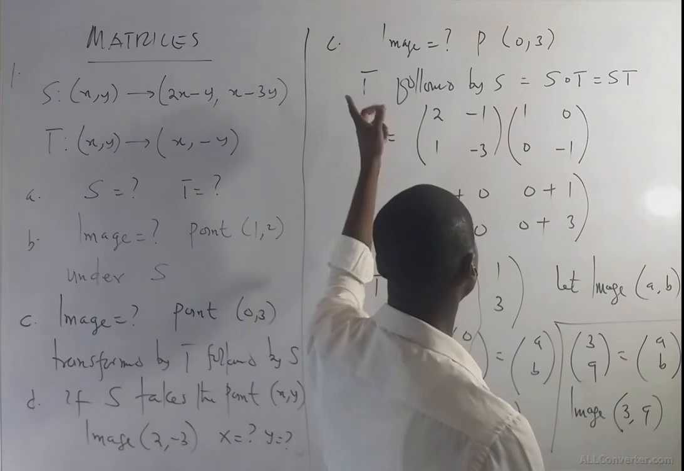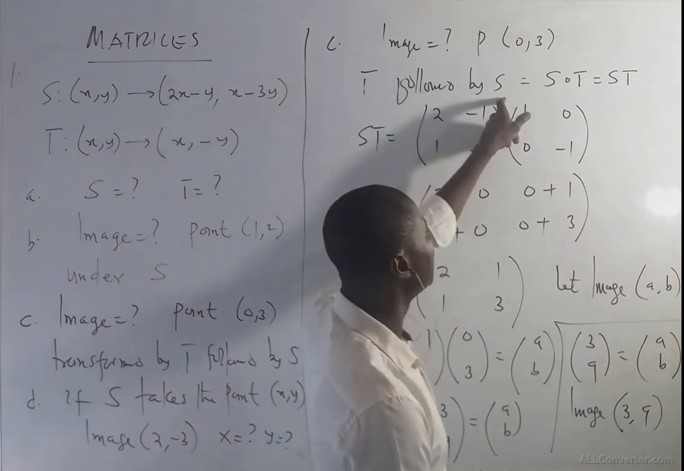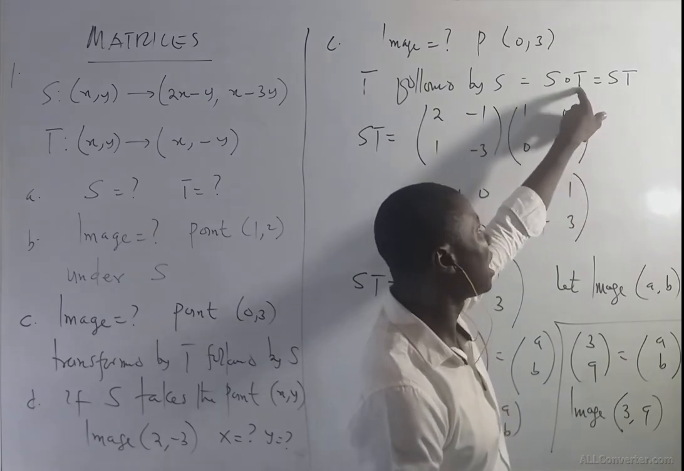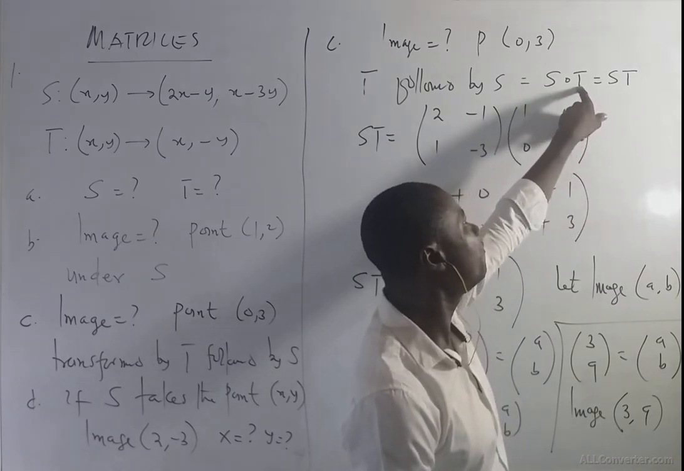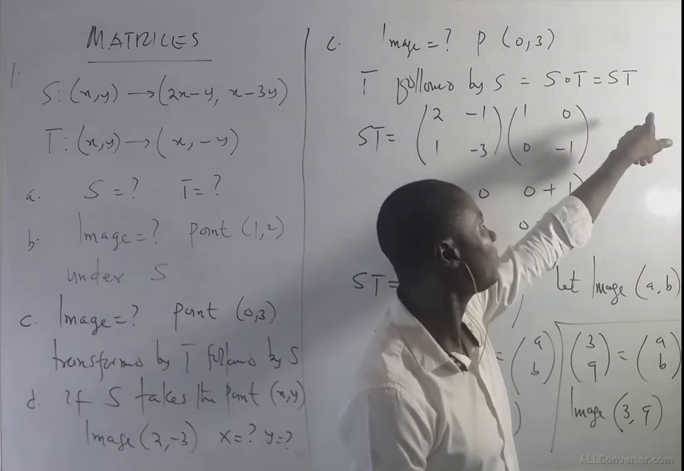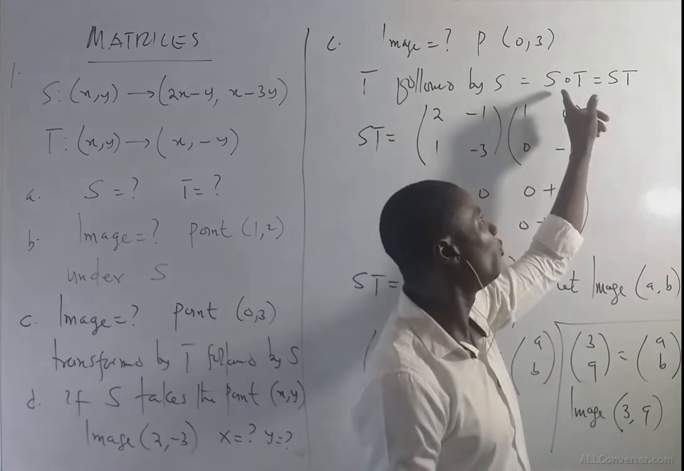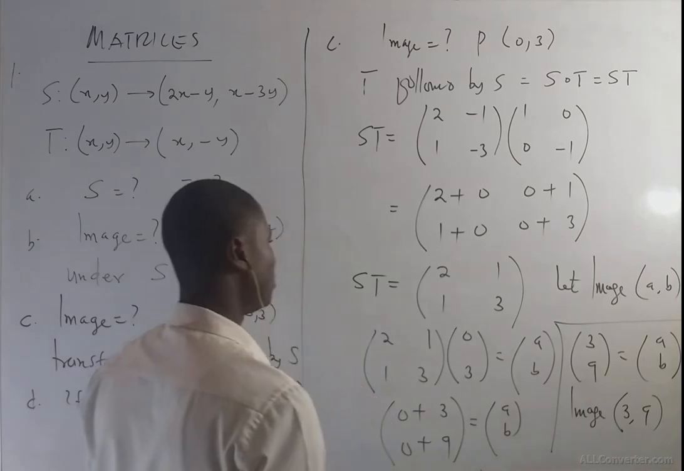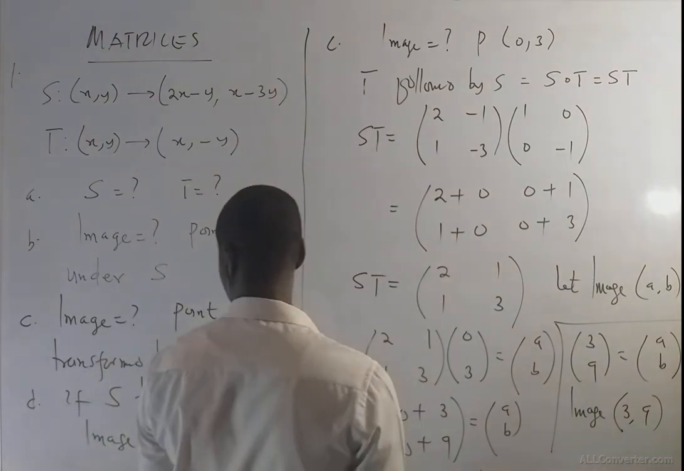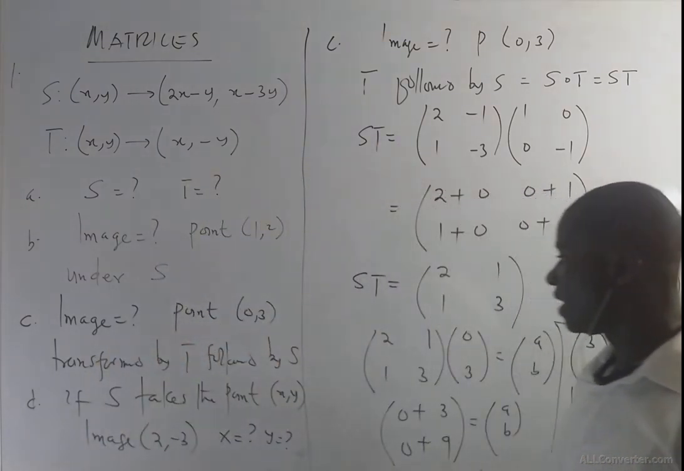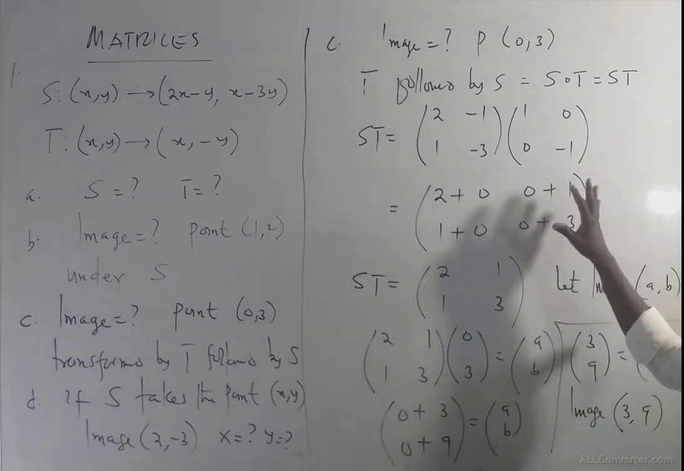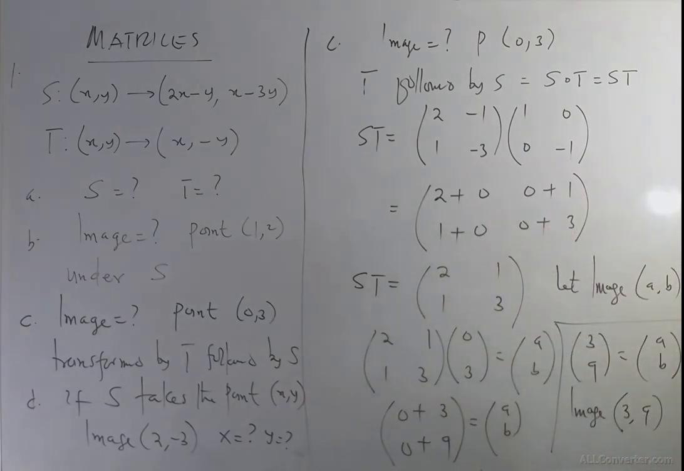But the question says T followed by S. And so this is S of T, and this is equal to ST. So I guess you can see that this is T being followed by S. So that's the language of composite matrices. So we take note of that. Now we are left with the D part. So we are done with the C part and we are left with the D part.